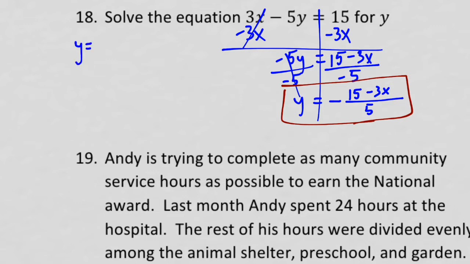Y equals 15 divided by negative 5 is negative 3. Negative 3. And then negative 3x over negative 5. Negative over negative makes it positive. So plus 3 over 5 cannot be divided, so just 3 over 5x. That's also correct.